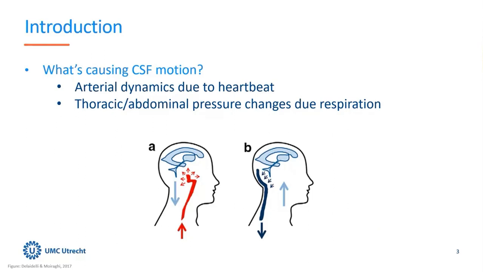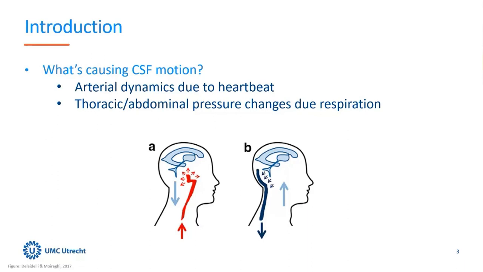Jan already touched upon this a little bit, that there is CSF motion due to the heartbeat and due to respiration, which cause changes in cerebral blood volume, both on the arterial as well as the venous side. And these changes in cerebral blood volume cause CSF to move due to the Monro-Kellie doctrine, which states that a change in blood volume should be accommodated by an opposite change in CSF to maintain a stable intracranial volume.